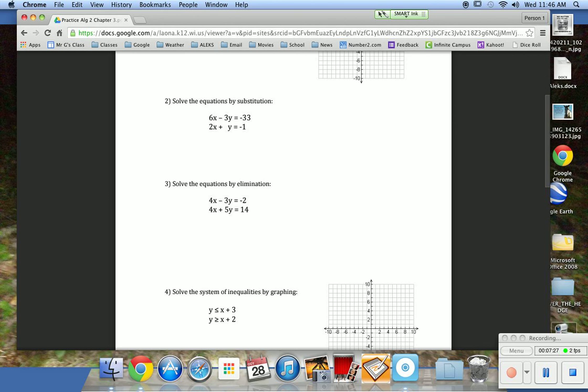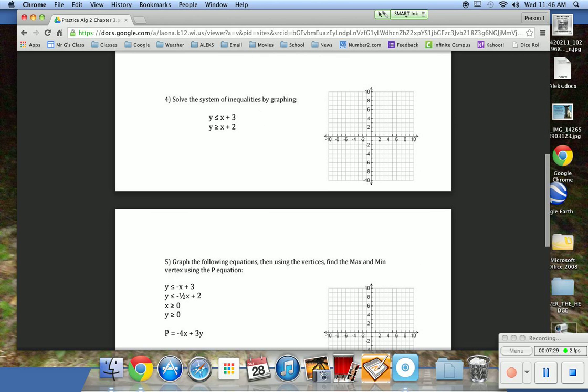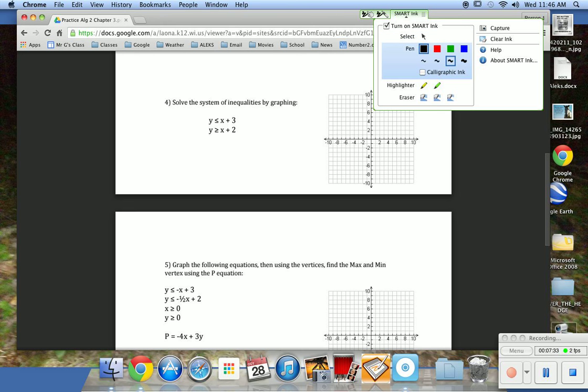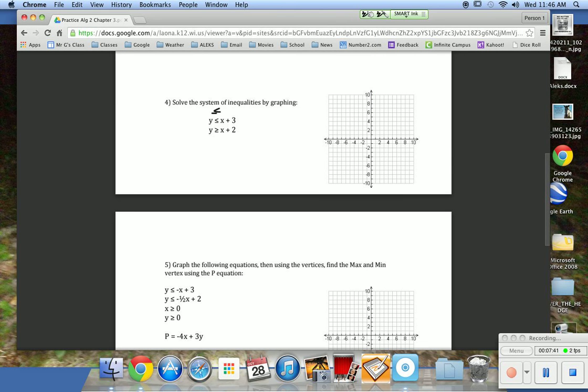Take a look at the next one down. Now we're going to graph inequalities. I'm going to caution you here. I have a less than or equal to here and a greater than or equal to. That means they're going to be solid lines. If we had just a greater than or just a less than, it's going to be a dashed line. Very important to recognize that. Hint, hint.